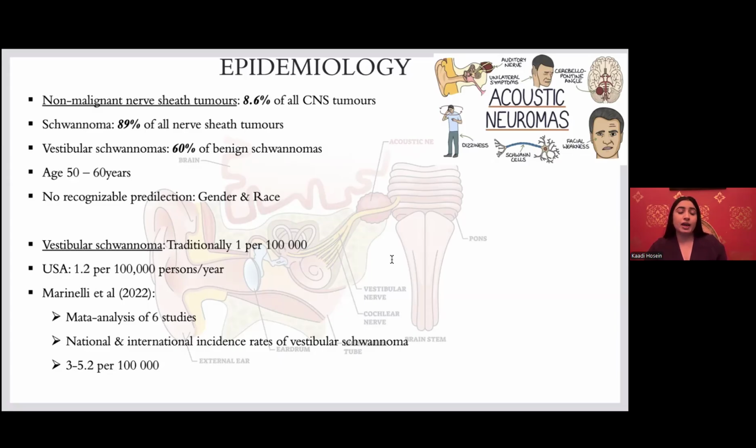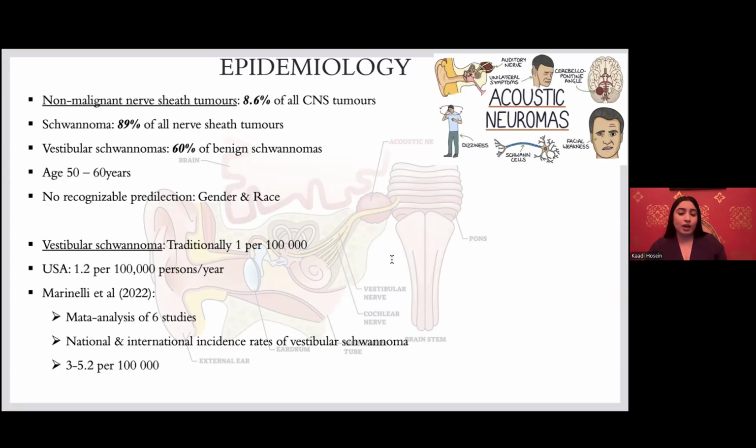And in terms of the evidence of possible overestimates, a meta-analysis entitled The Global Incidence of Sporadic Vestibular Schwannoma by Marinelli et al. in 2022 identified 6 studies regarding national and international incidence rates in Denmark, Netherlands, Taiwan, and the United States. The incidence rate ranged from 3 to 5.2 per 100,000 persons, with Denmark having a number of 3.4 cases per 100,000, with a mean age of diagnosis at 60.